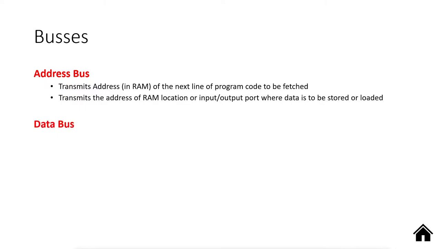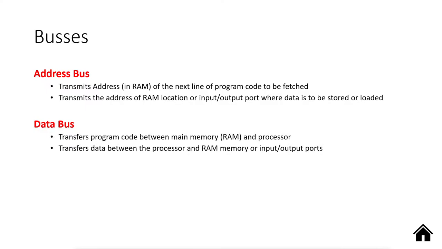So you got the data bus as well. Obviously, if address bus is dealing with addresses, then data bus does something very similar. It transfers program code between main memory and the processor. And it transfers data between the processor and RAM or input and output ports. So its job is really to get data from RAM into the processor. Addresses is all about where it's stored in RAM.